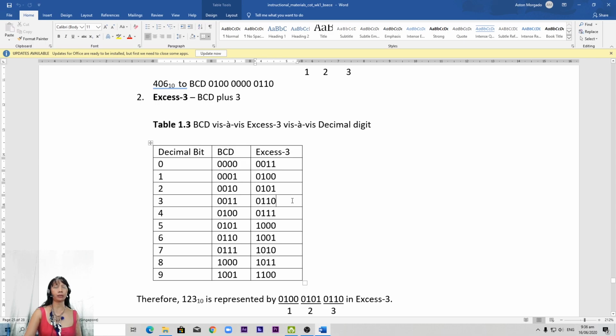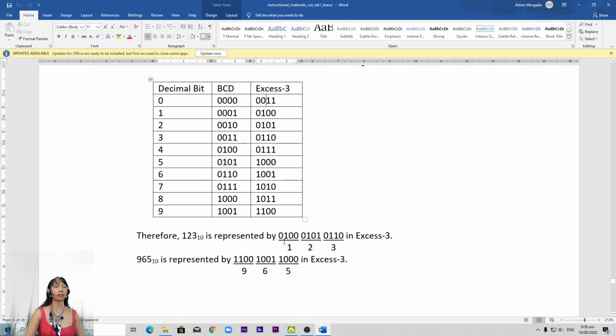Then for 3, 3 plus 3 is 6. So we have 2 plus 4 is 6. For 2, 2 plus 3 is 5. So we have 1 plus 4 is 5. And for 1, 1 plus 3 is 4. So we have 4 here. And last, 0 plus 3 is 1 plus 2, so we have 3. Those are the equivalents in XS3. You don't have to memorize; you just have to familiarize yourself with this. Again, each digit in decimal should be represented by 4 bits in XS3. Example here.